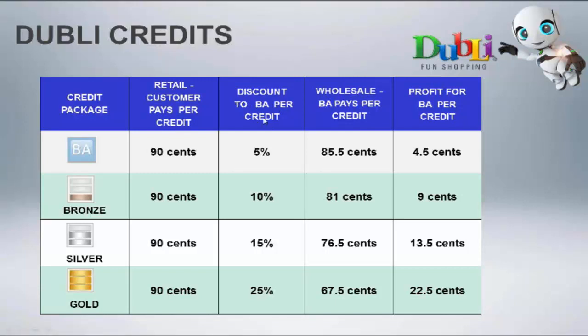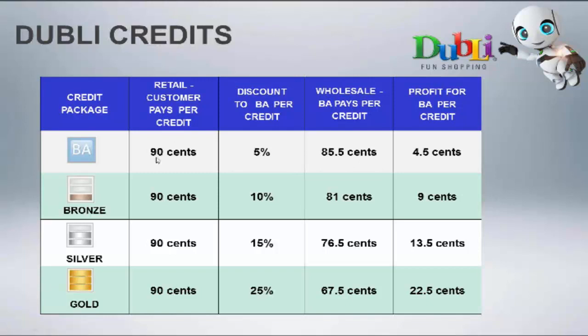The discount to the business associate per credit is based on the credit package or the way that they buy their credits. Initially when you join Jubilee, you can purchase credits at a 5% discount, buying in small allotments, 10, 50, 100 or 300 credits at a time. Alternatively, you can buy the bronze, silver or gold package. Let's break this down even further. If you're purchasing at 5% discount, you're paying 85.5 cents, so your profit is 4.5 cents.